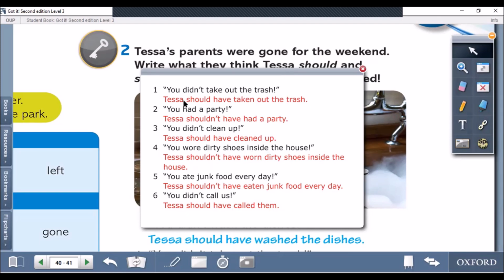Okay? So, what is important here is that, for example, you have a verb, for example, wear, and here you have in the past simple, wore. Tú usaste zapatos sucios dentro de la casa. And here, look at this. It's the same verb, but this is in past participle. Tessa no debería haber usado. Okay, zapatos sucios dentro de la casa.